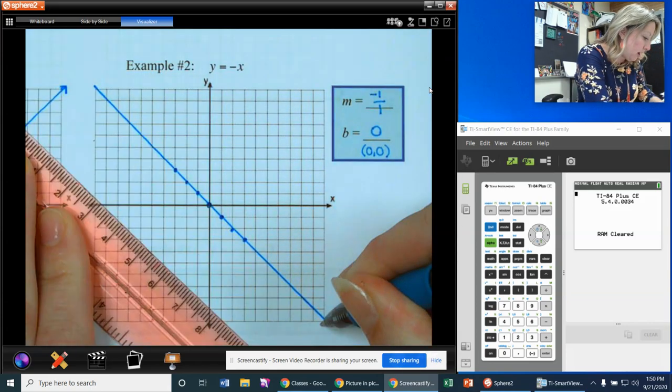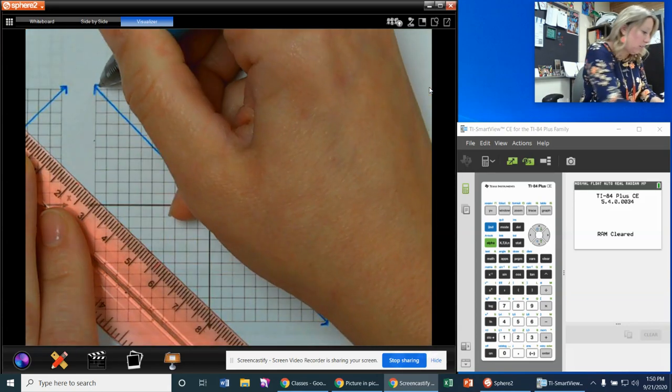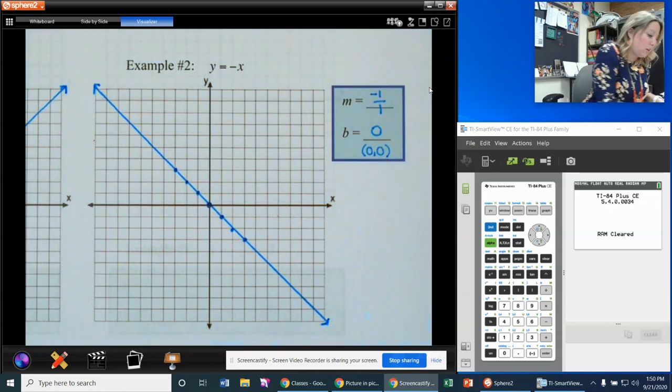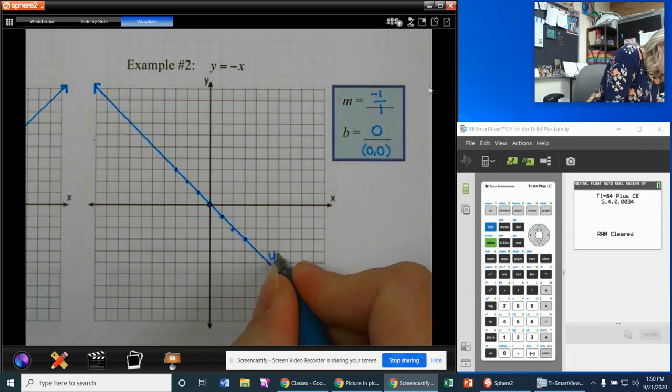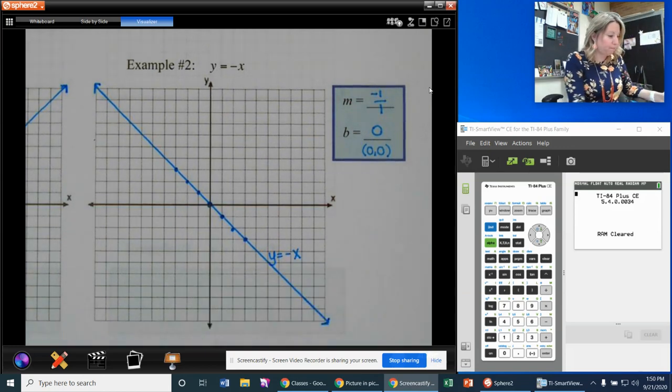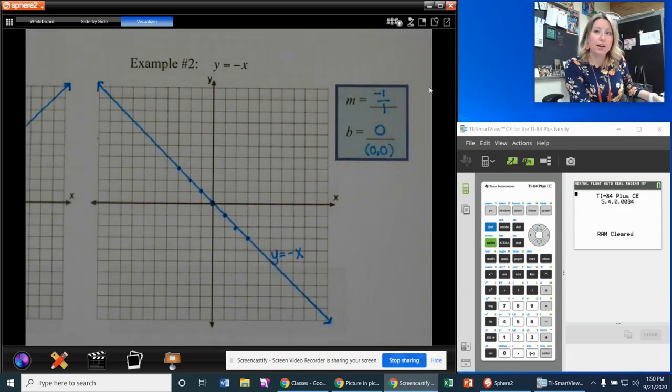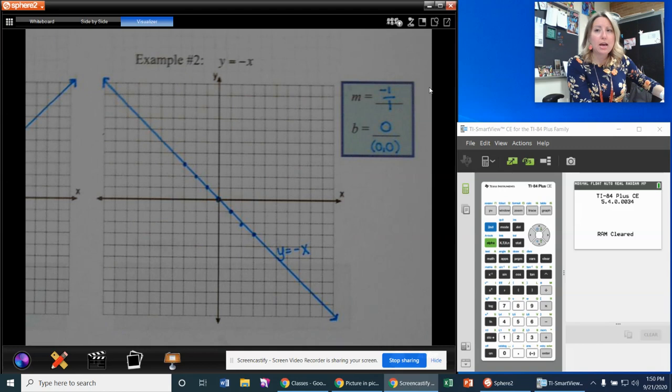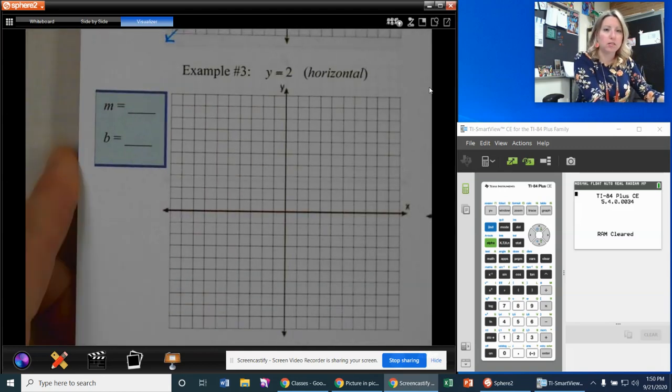Connect using my straight edge, arrows at each end, cover the whole graph, equation on the line. Okay? Breathe that guy in because beautiful. Magnificent. Magnificent line.